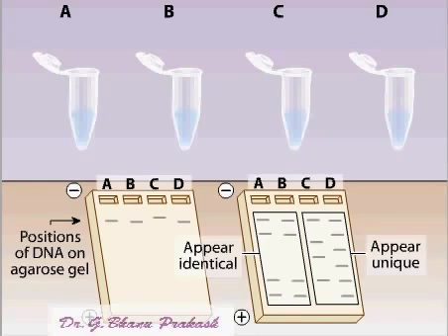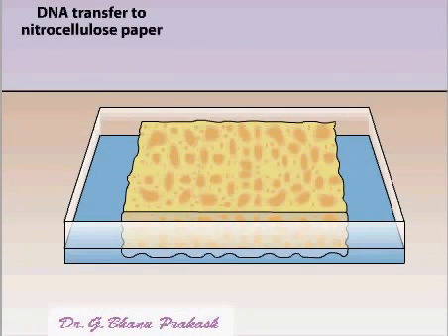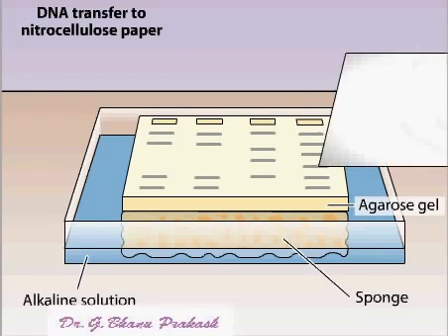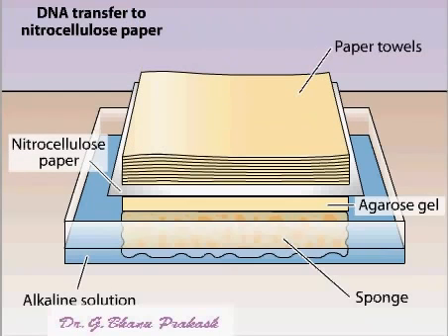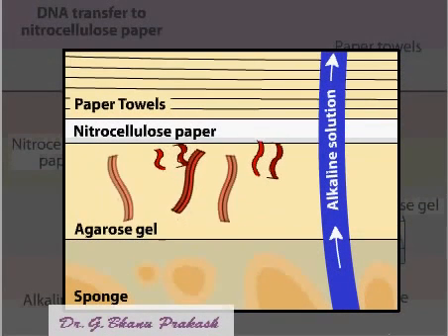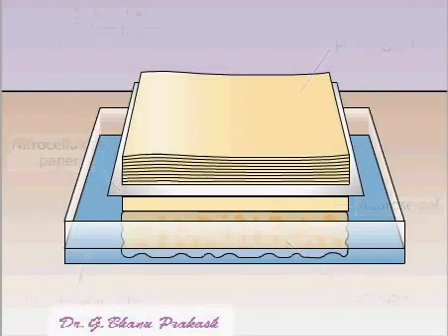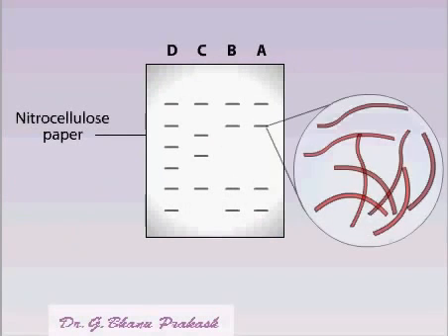An apparatus is set up to transfer the DNA in the gel onto a solid support, such as nitrocellulose paper. The gel is placed on top of a sponge soaking in an alkaline solution. Nitrocellulose paper is placed on top of the gel, and a stack of paper towels is added on top of the nitrocellulose. The solution is drawn up the stack. The DNA denatures in the alkaline solution as it is carried up the stack. The DNA stops traveling when it reaches the nitrocellulose. If we could see the DNA on the nitrocellulose paper, it would show the same pattern of DNA bands as existed on the agarose gel.